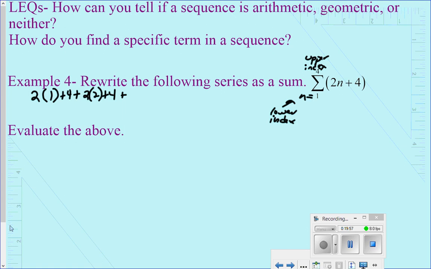So I did 1 and 2. Now I'm going to substitute in 3. 2 times 3 plus 4, and I'm going to add one more because the upper index is 4. So 2 times 4 plus 4.